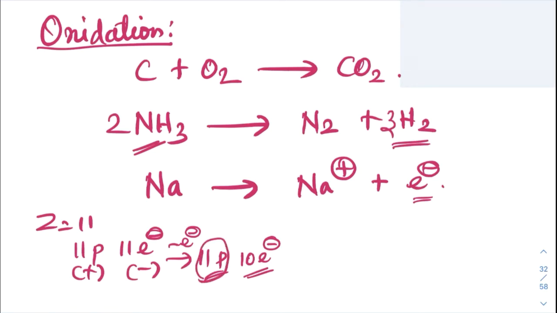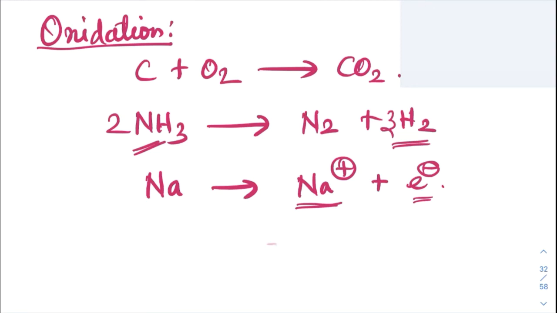And which charge is greater, positive or negative? Positive is greater, by 1 unit. So we should write it as Na plus ion. This and all we have already studied in 9th standard itself. So sodium loses 1 electron to become sodium positive ion. This is an example for oxidation, because loss of electron is called oxidation.